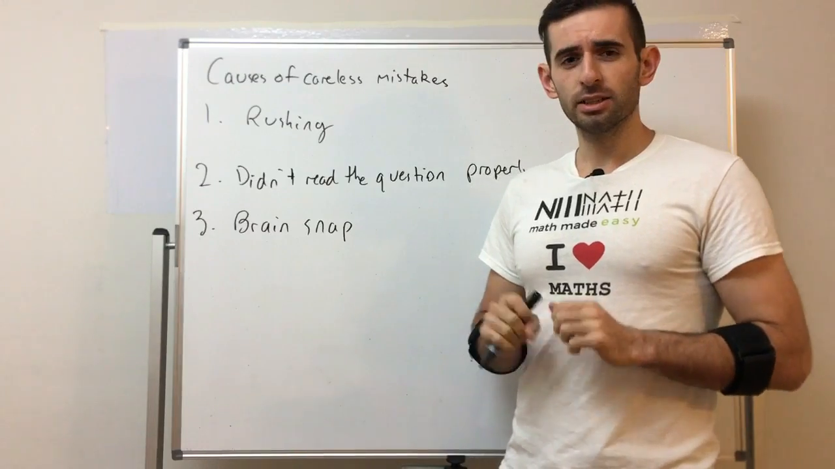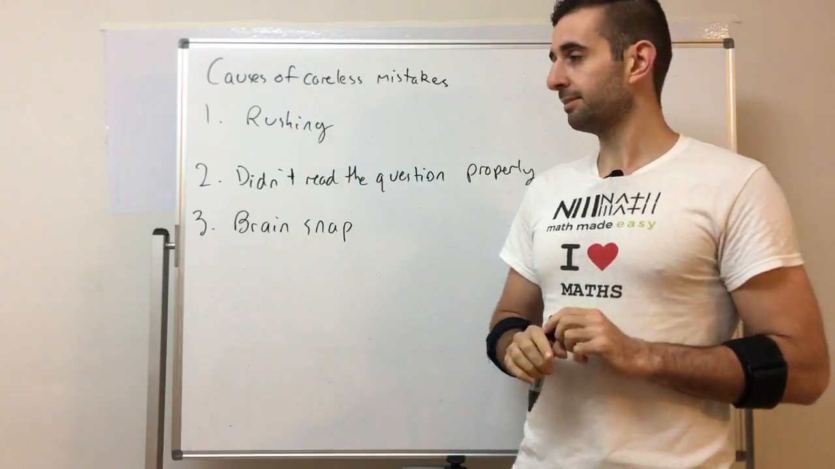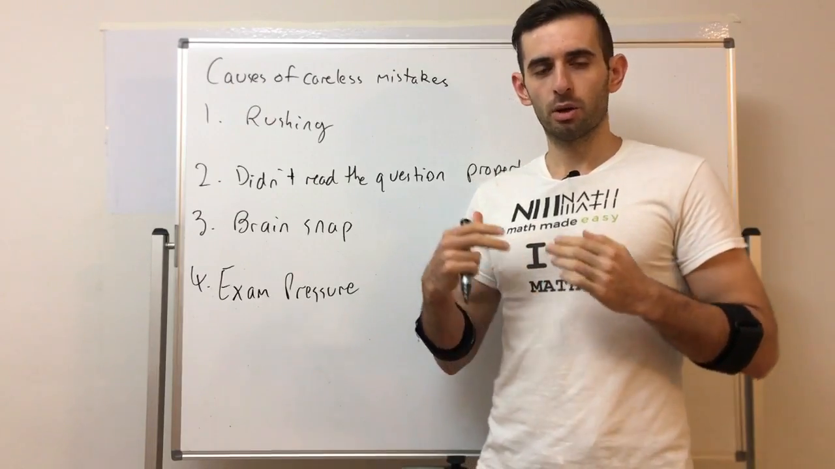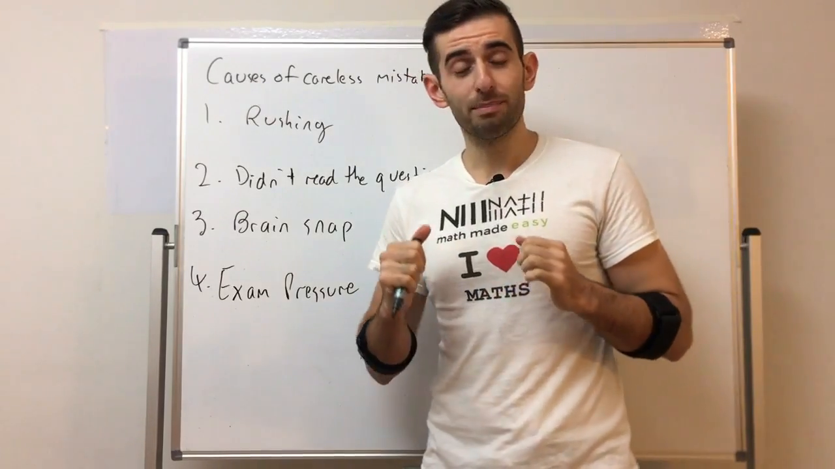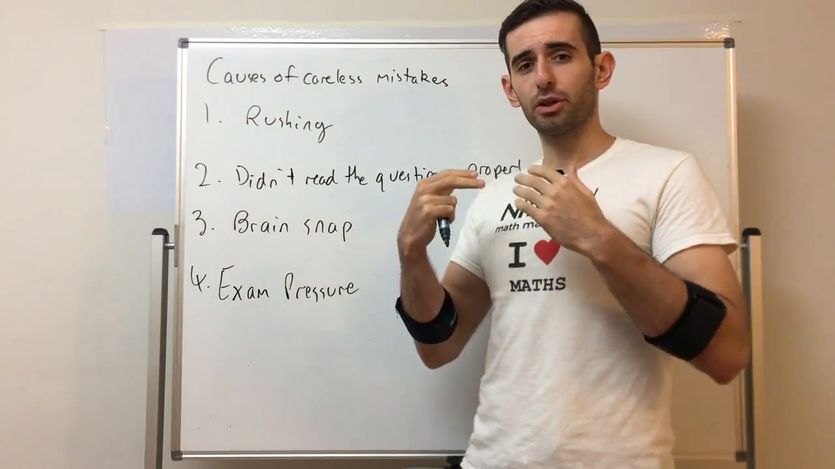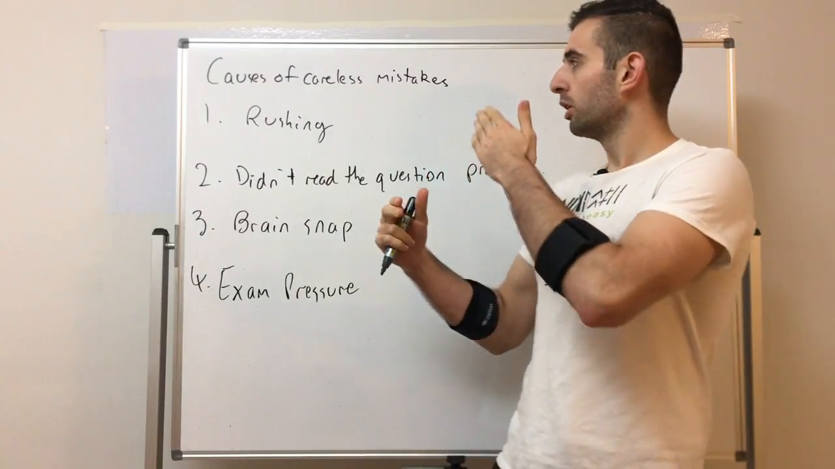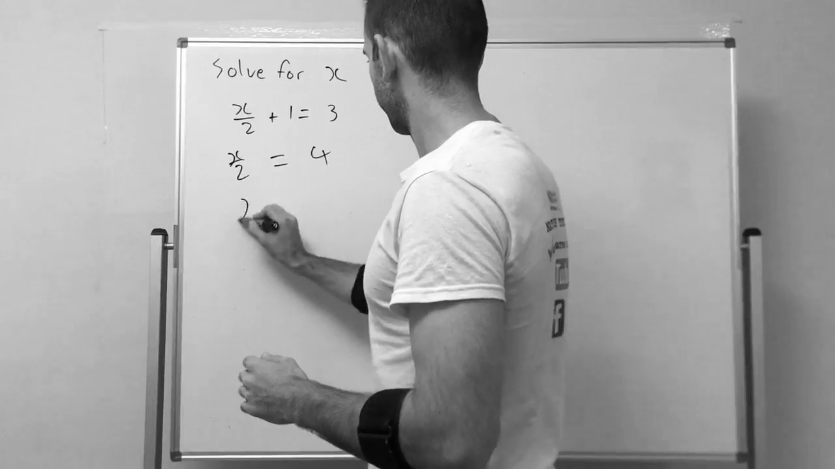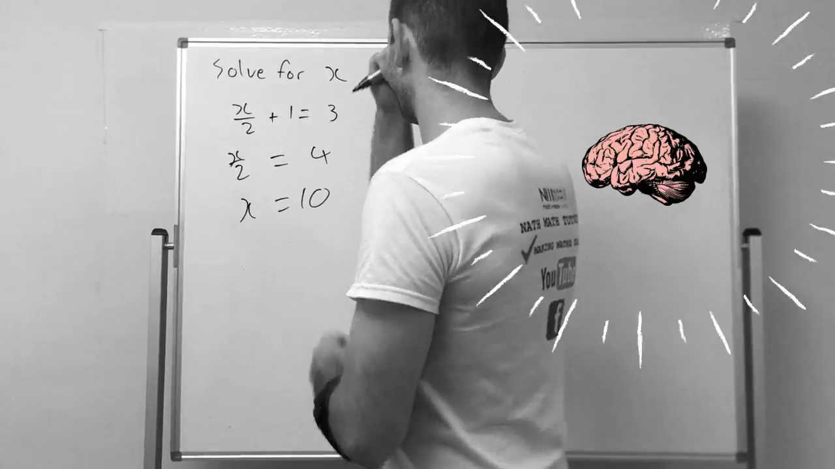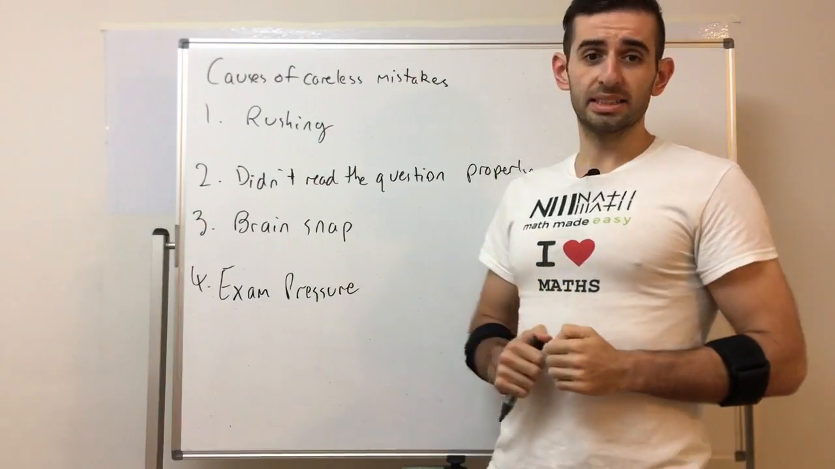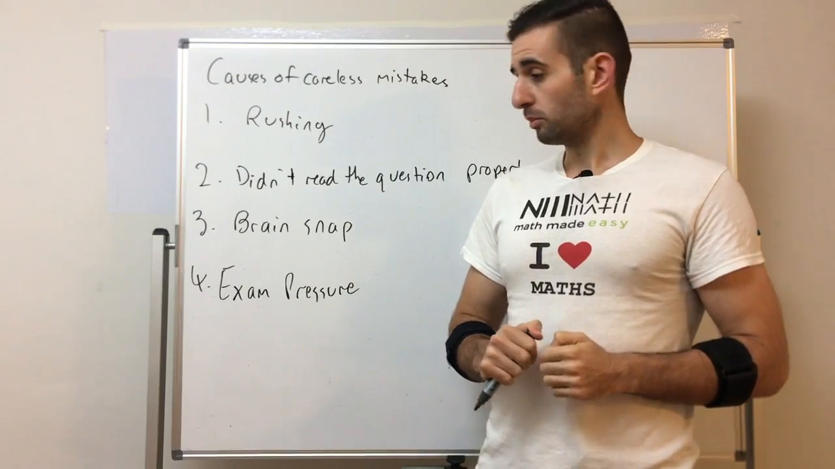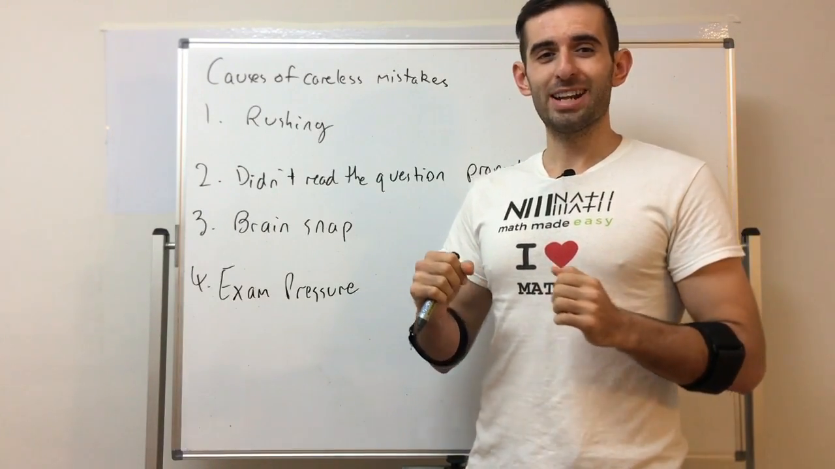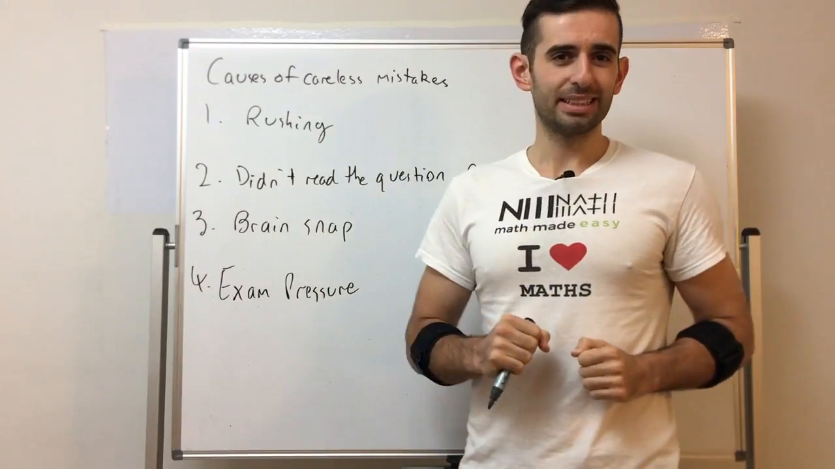Okay, and then just one more main type of careless mistake, exam pressure, and more specifically, succumbing to exam pressure. Because this is probably the leading cause of making careless mistakes. When you're under exam pressure, you will rush, okay? And when you rush, you don't read the question properly. And when you don't read the question properly, well, you have a brain snap, okay? So now, let's go through strategies on how to prevent these mistakes.